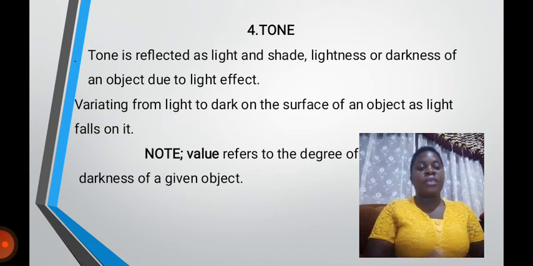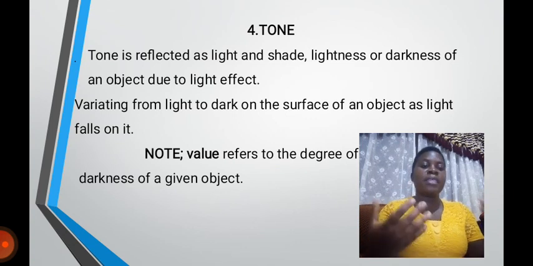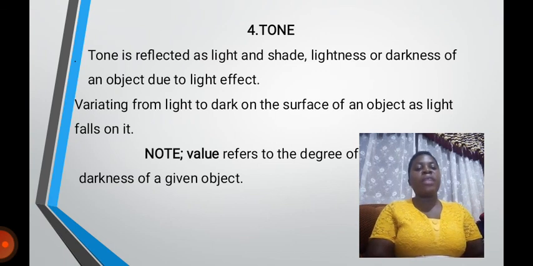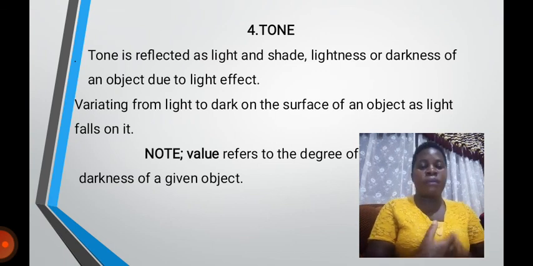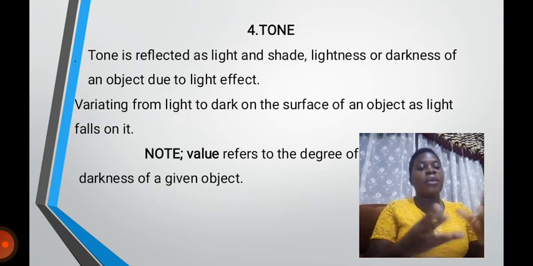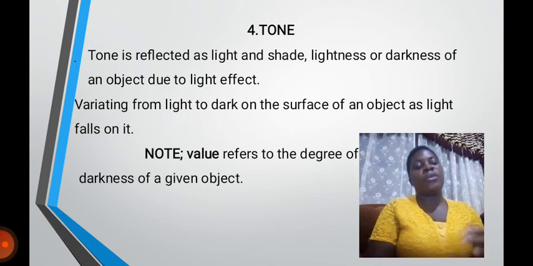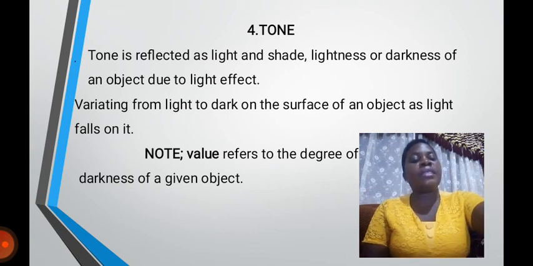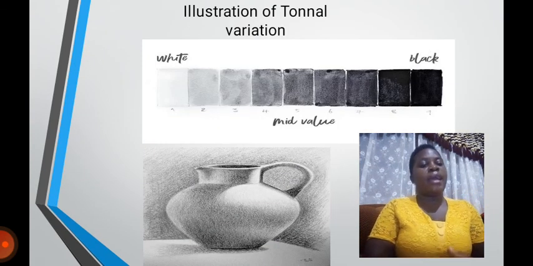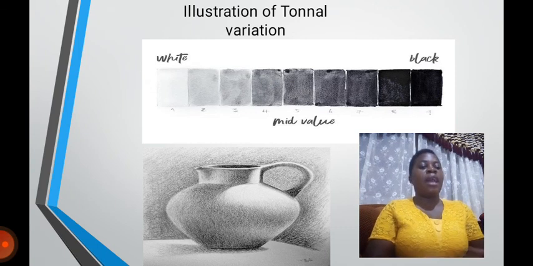Are we together? We have another term which we use, we say value. You can either say tone or value. Value also refers to the degree of lightness or darkness of a given object. So the degree to which the object has light and dark is what we call value. Members, let's end with this. Next time we shall look at other elements of art, whereby we shall look at form.